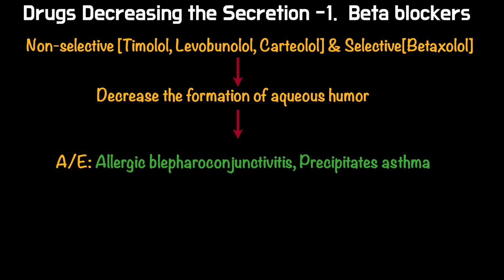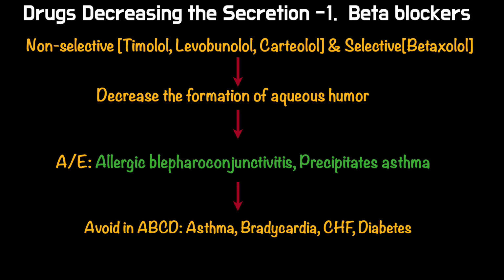precipitate asthma. You have to remember that you must avoid beta blockers in four conditions, that is A, B, C, D. This is the mnemonic for you: asthma, bradycardia, congestive heart failure, and diabetes. You cannot use beta blockers in these, so you have to keep this information in mind.